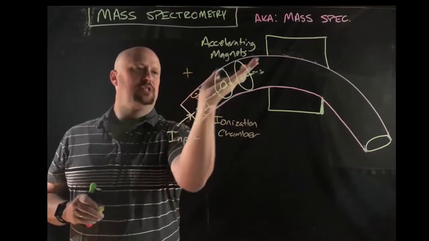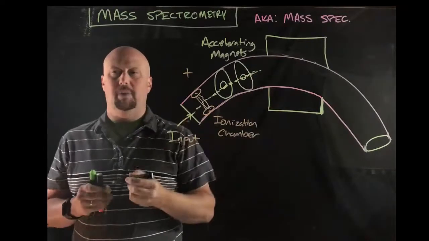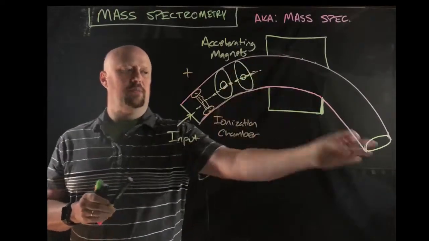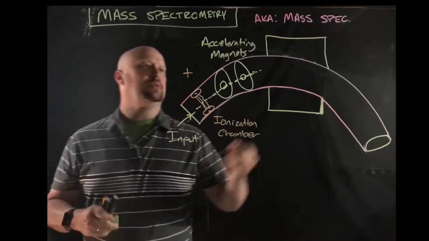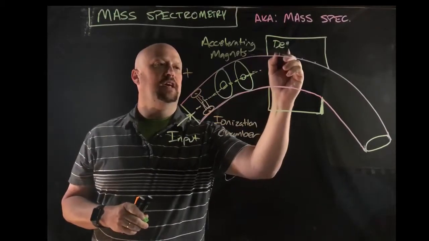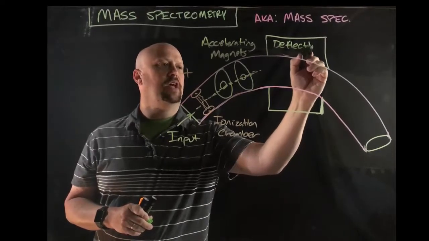Now, as you see, it should be going on a straight line path, which would mean that it should hit up here. We don't want it to hit up here, though, because our detector's down here. And so what's going on in the next part is that we have our deflecting magnets. That's an F even if it doesn't look like it.